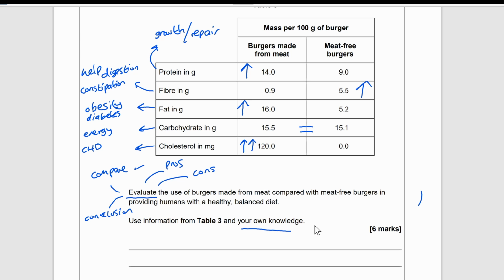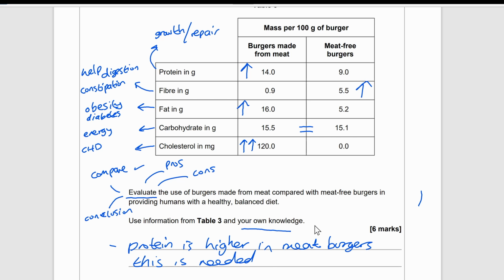So we've looked at our own knowledge now for each of these nutrients. We now need to try and evaluate this properly. So let's go in order, starting with protein. We can say protein is higher in meat burgers. This is needed for growth.